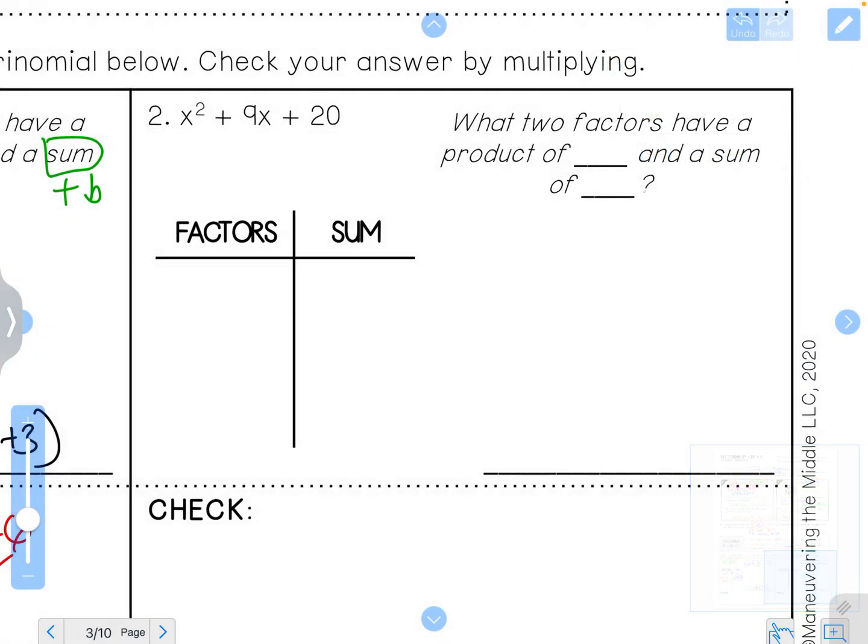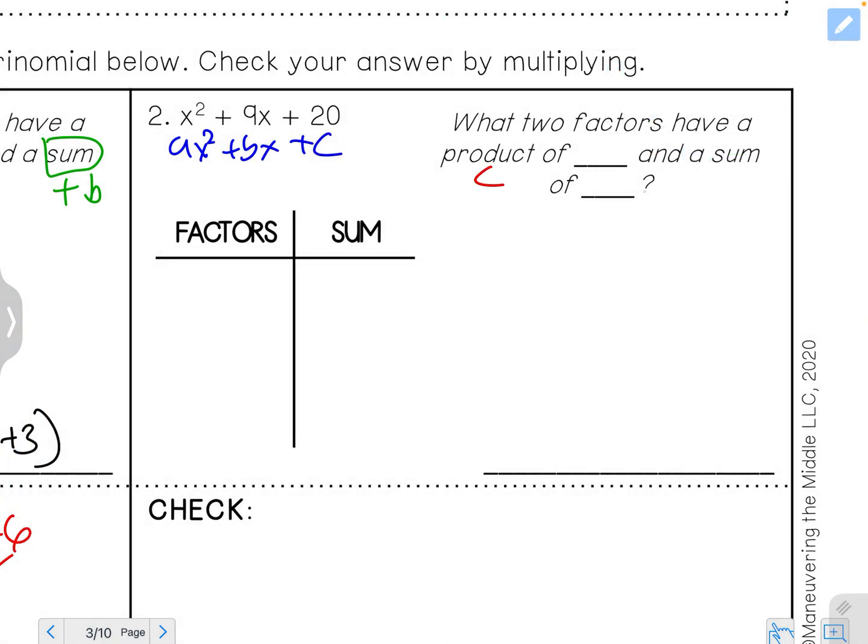So again, we need our ax squared plus bx plus c. Our product equals our c. Our sum equals our b. So a product of 20 and a sum of 9.